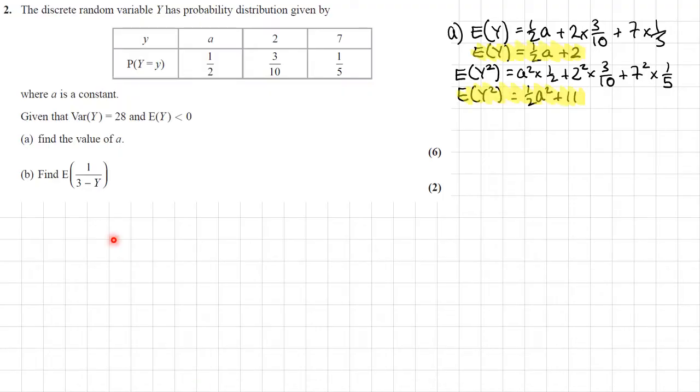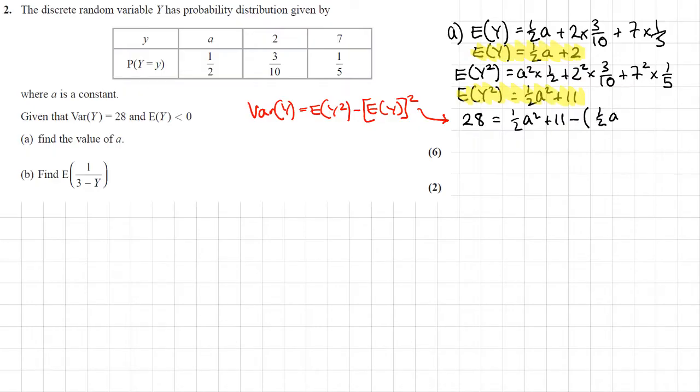So we can now put these together for Var(y). So remember, let's write it over here, that the variance is equal to E(y squared) minus E(y), the mean, squared. Now the variance is 2.8, so I have 2.8 is equal to E(y squared), so that's 1/2 a squared plus 11, minus the mean, all squared, so we'll put that in brackets, so 1/2 a plus 2 all squared. So expanding out the brackets gives me negative 1/4 a squared minus 2a minus 4.